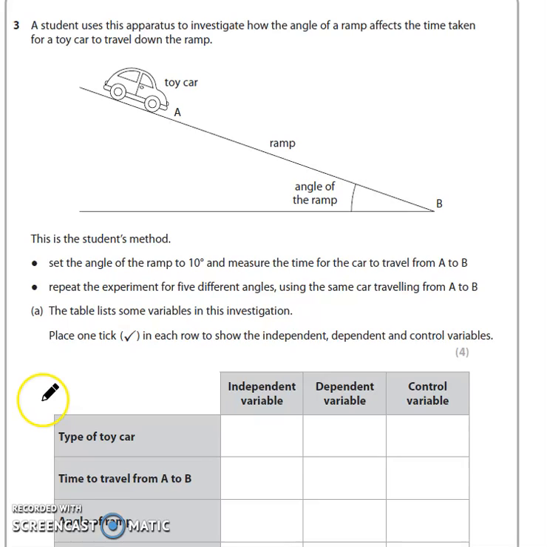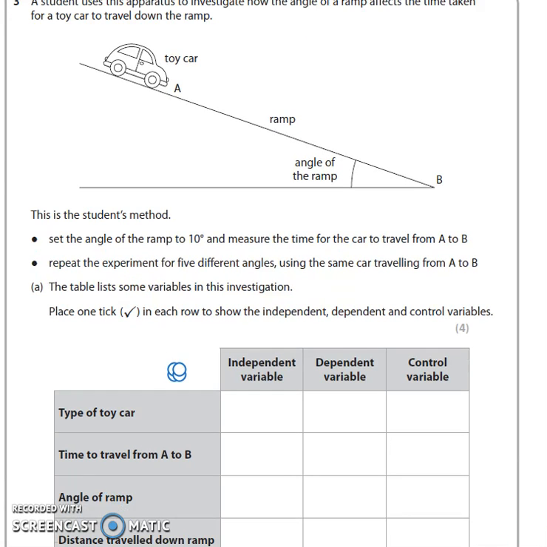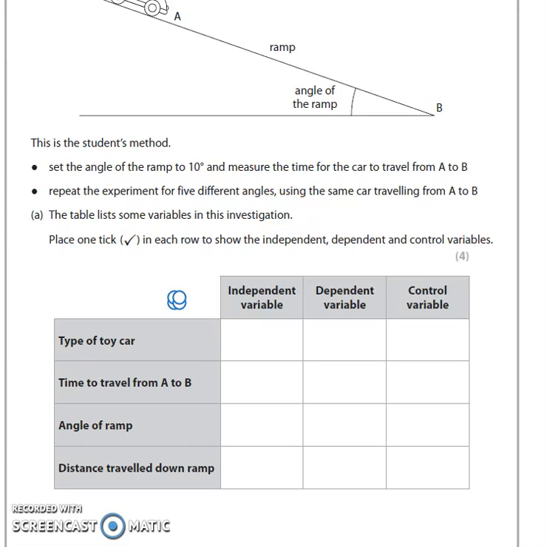Set the angle of the ramp to 10 degrees and measure the time for the car to travel from A to B. Repeat the experiment for 5 different angles using the same car travelling from A to B. The table lists some variables in this investigation. Please place 1 tick in each row to show the independent, dependent and control variables.